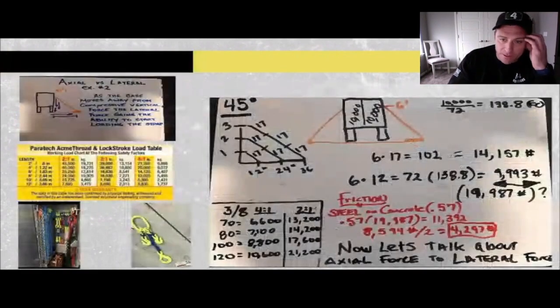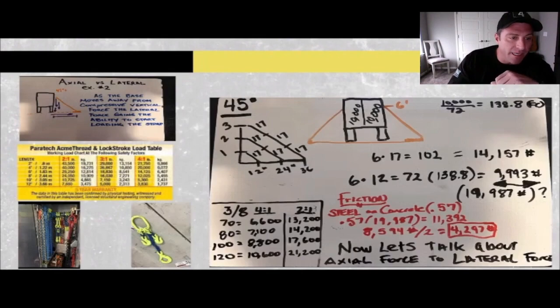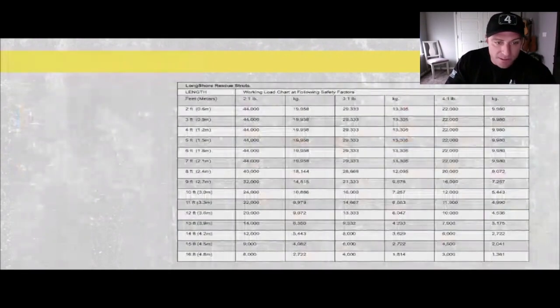So at 14,157 pounds, that's the other chart that we have in here, this long short chart. If I needed to do a 6-foot or 10-foot insertion, I might need to move to golds. So then we look at golds at almost 9 feet.